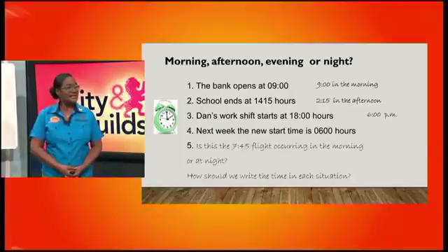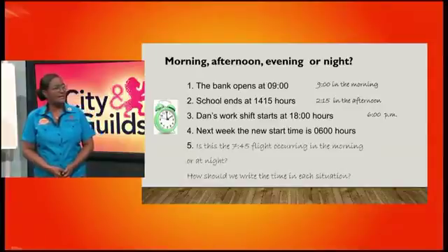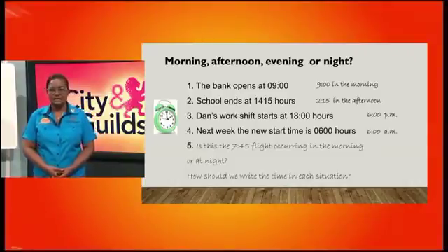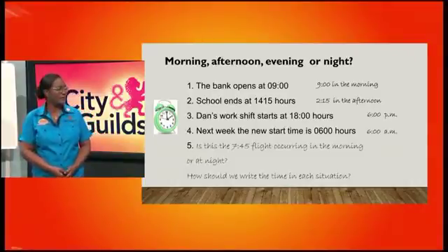The next shift starts at 0600 hours. Look at that, clearly. So there's a difference between 6 a.m. and 6 p.m. So 0600 hours would be 6 hours after midnight, which would be 6 in the morning.